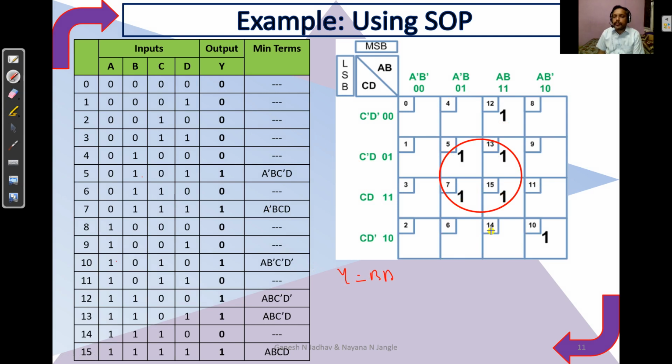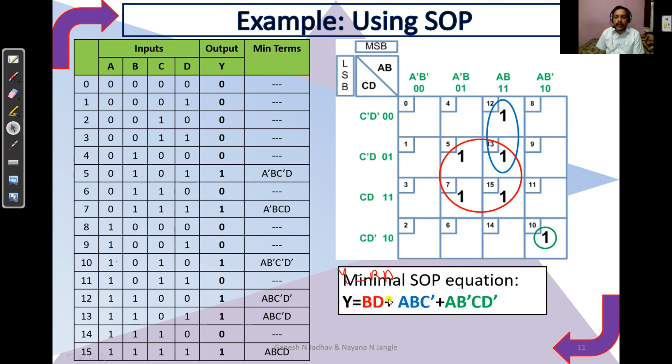For the second term, we have to combine these two. This one cannot be combined, there is no adjacent element to this one, hence this is an independent group. So we can write the minimal SOP equation: for this red combination it is BD, for this combination the non-changing variables are AB on this side and C' on the other, so ABC'. For this group of 1, on this side the non-changing is AB', and on the other side it is CD', so AB'CD'.